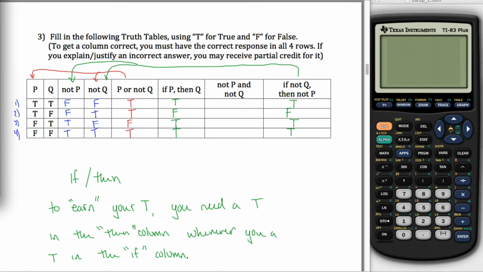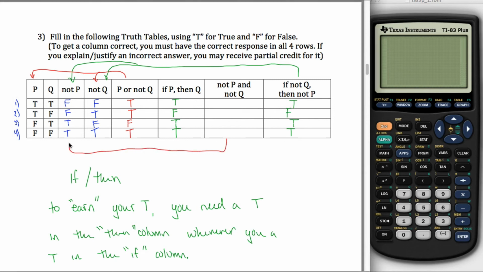Okay, finally, the last one, not P and not Q. I think this one's a little bit more straightforward. People did pretty well in this one. Look at the not P column, look at the not Q column. If they both have a T in them, you get to put a T right here. If that's not the case, you are forced to put an F right here. I think more arrows would just make things confusing, so maybe I'll go down here.